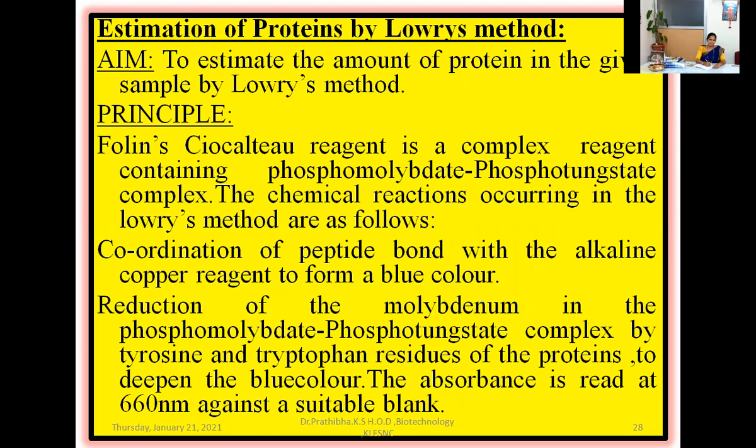The chemical reactions occurring in the Lowry's method are as follows. Coordination of the peptide bond with the alkaline copper reagent to form a blue color. Then reduction of the molybdenum in the phosphomolybdate, which gives the phosphotungstate complex, by tyrosine and tryptophan residues of the proteins to deepen the blue color.